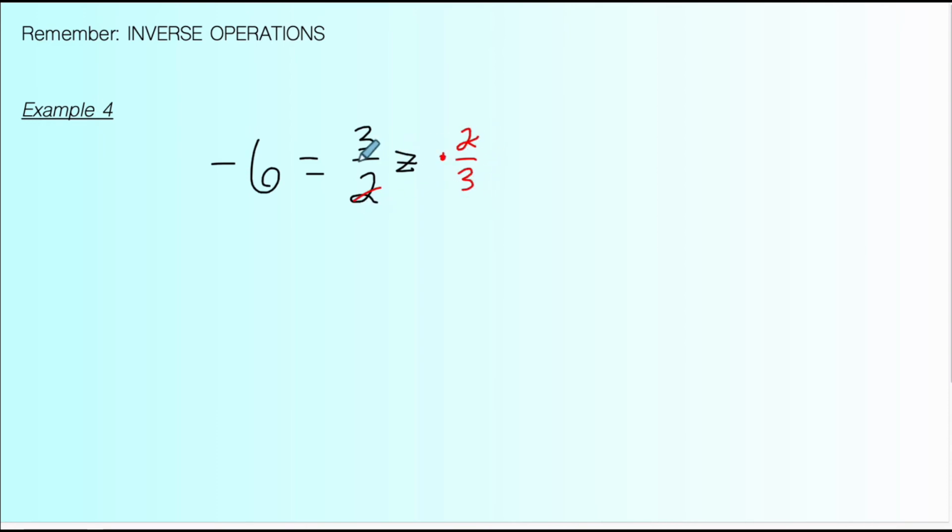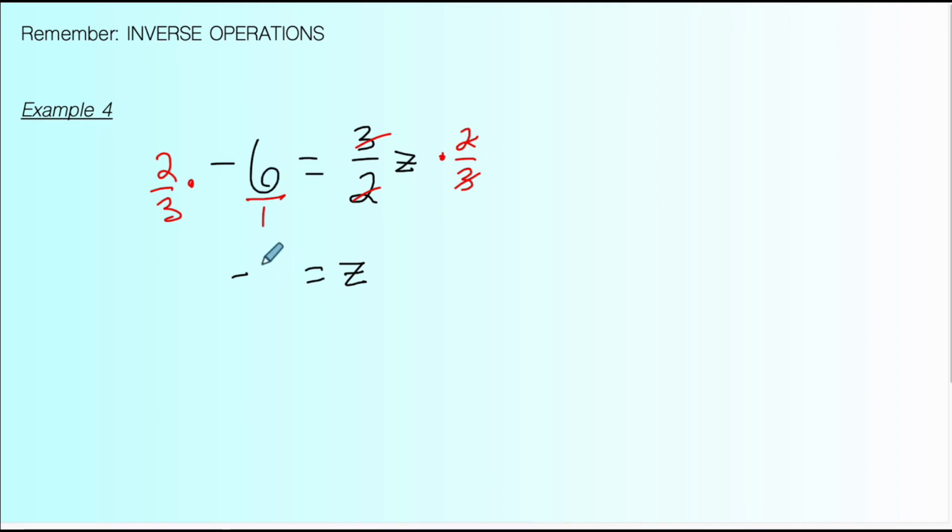That's going to cancel out all of the fractions here, and I'm going to be left with z equals, and whatever we do to one side, we do to the other. So I'm going to multiply by 2/3. Put this whole number over 1. It's a negative times a positive, so I know my final answer is going to be negative something.